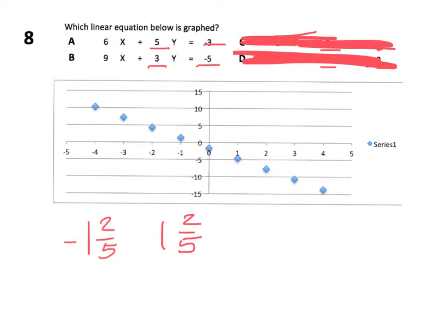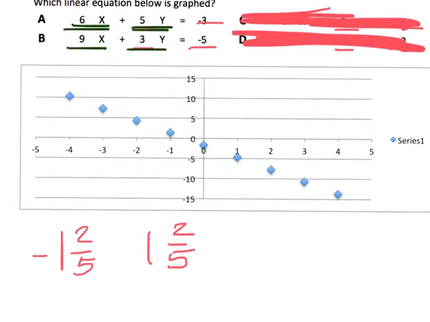For the slope, let's change this to a -6 and put it over +5. -6 over 5. Does that give me a negative slope? Yes. And what about -9 over 3? Is that a negative slope? Yes, it is. Okay, so let's see what we can do here. Try to sort this out.